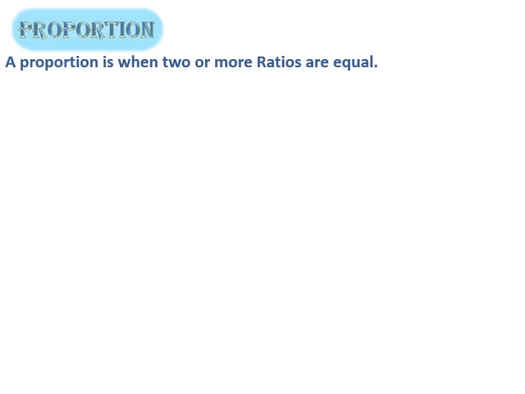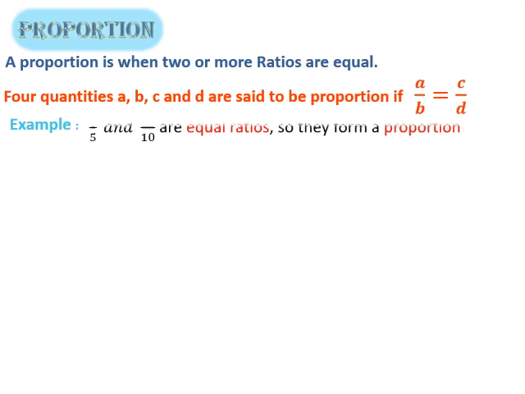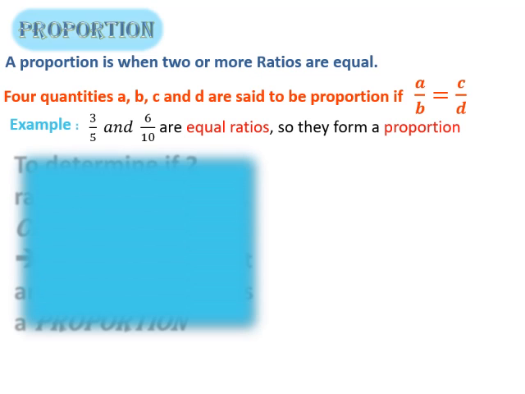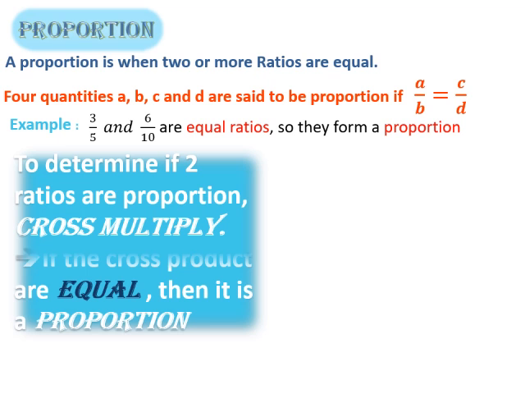Proportion. What's a proportion? A proportion is when two or more ratios are equal. Four quantities A, B, C, and D are said to be in proportion if A over B is equal to C over D. For example, 3 over 5 and 6 over 10 are equal ratios, so they form a proportion. To determine if two ratios are in proportion, we cross multiply. If the cross products are equal, then it's a proportion.